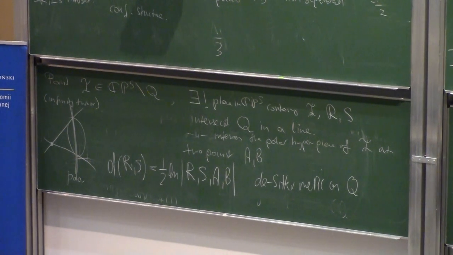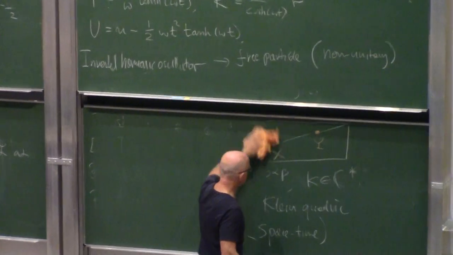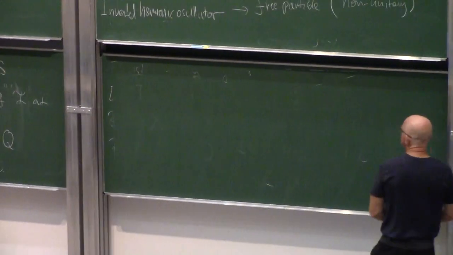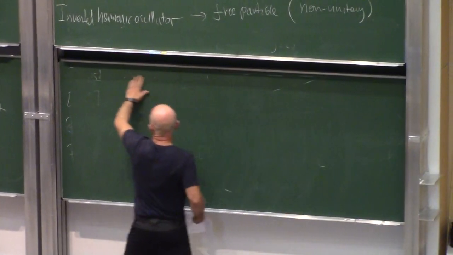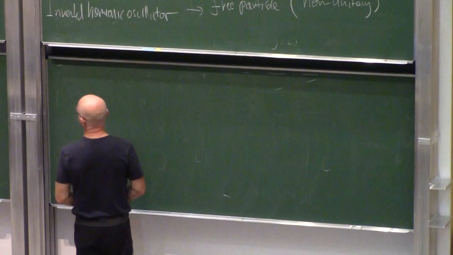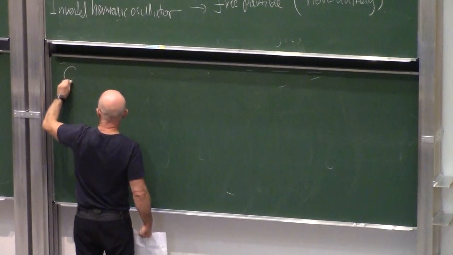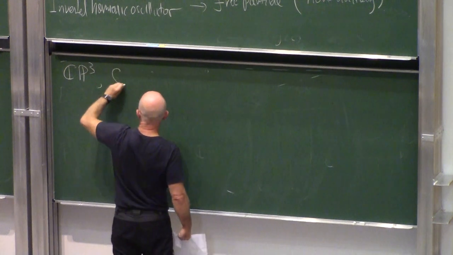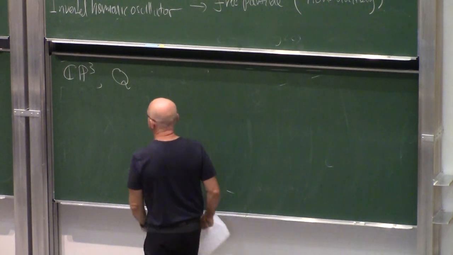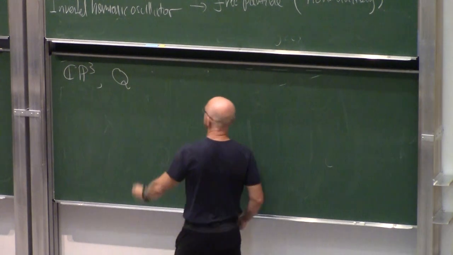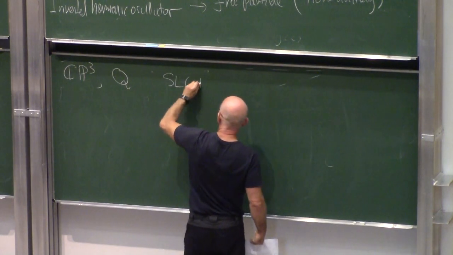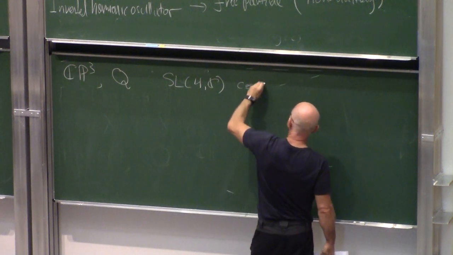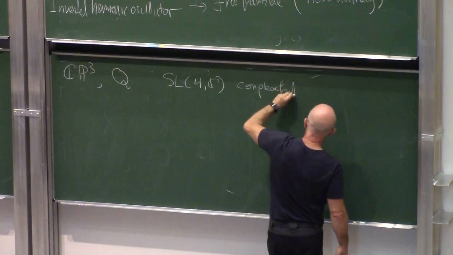So I haven't yet taken the non-relativistic limit, which I'm going to do now. It's instructive to do it by looking at the symmetry. If I take this twistor space CP3, or equivalently the space-time Q, then the symmetry group of both is SL4C. And that's a complexified conformal group.